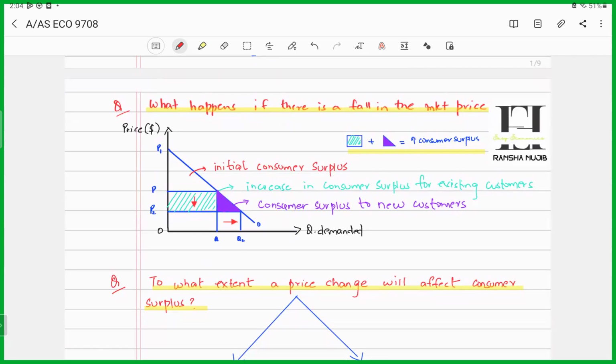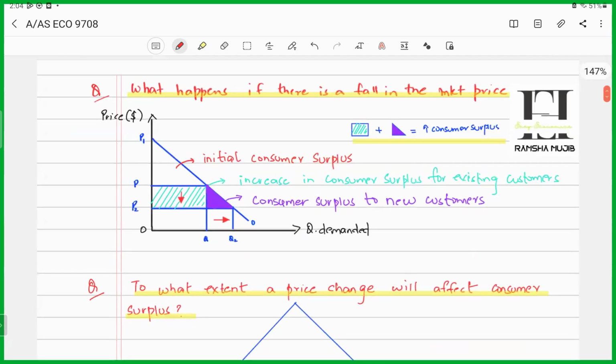So now when the price has fallen from P to P2, there would be a rise in consumer surplus. You see, the first arrow which I have shown you in the diagram is showing you the initial consumer surplus. This was the initial triangle, the initial shaded region, remember, in the first diagram. That was the initial consumer surplus. Now, when the price has fallen below the market price, the initial market price was P. Now, the new market price is P2.